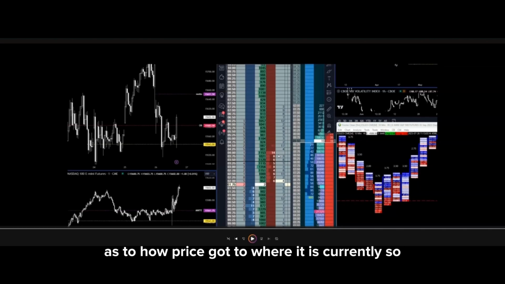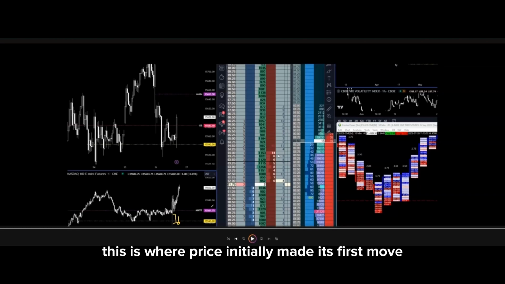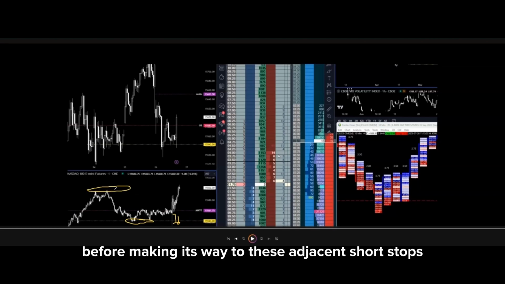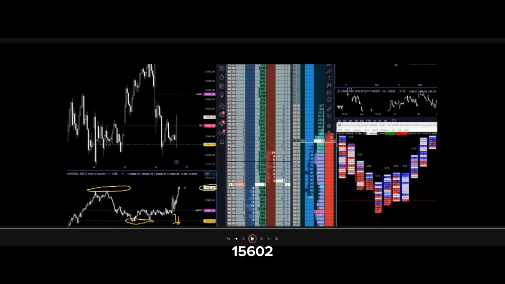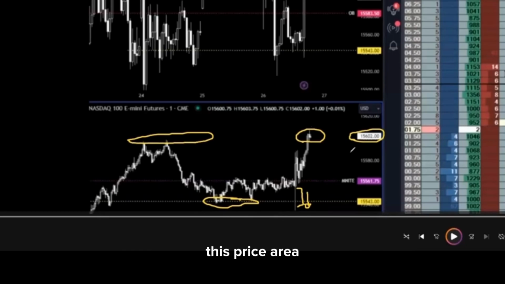Before we dive into the clip, we're going to briefly go over the market context as to how price got to where it is currently. As soon as the news hits, we're going to start where my mouse is. This is where price initially made its first move lower underneath 15,543. It took out these adjacent long stops before making its way to these adjacent short stops. So you can see price right now is 15,602, and we're currently sitting in the upper region of this price area.